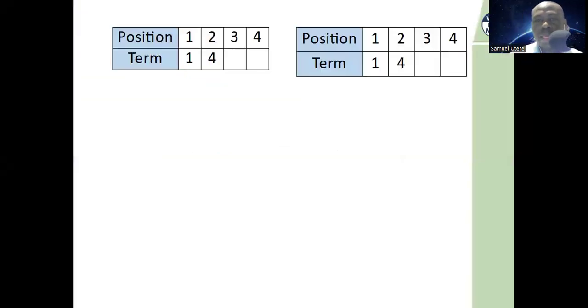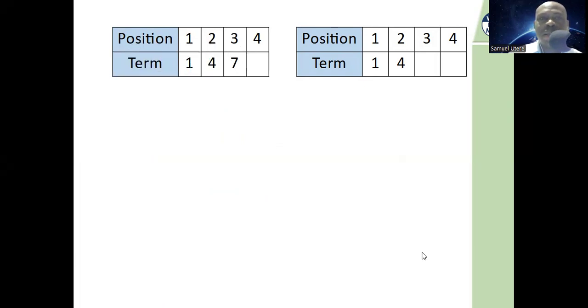Okay. All right. Let's do some new learning. So remember in your previous lesson, we were able to represent sequences in tabular form, and we were able to check the numbers. Okay, the value.